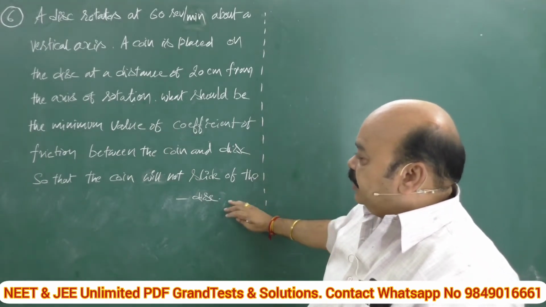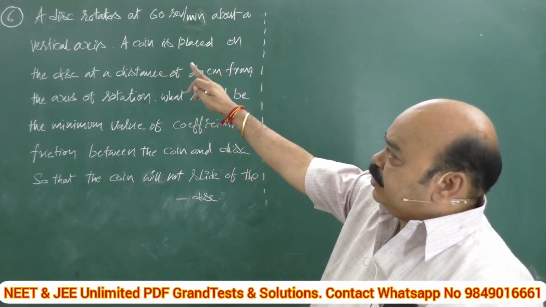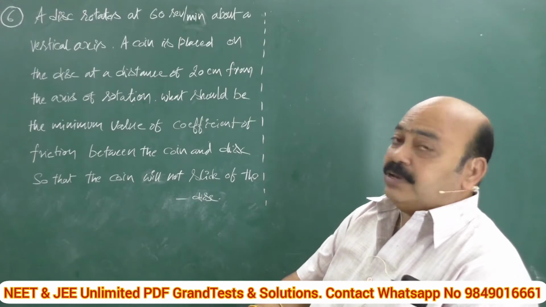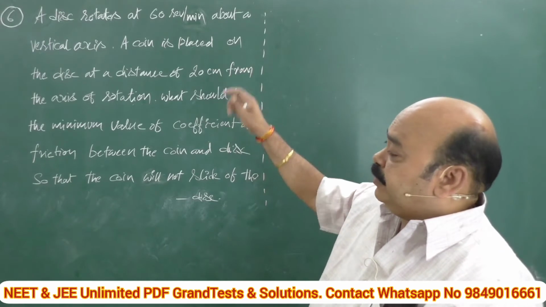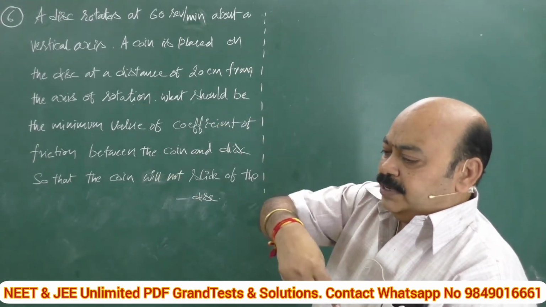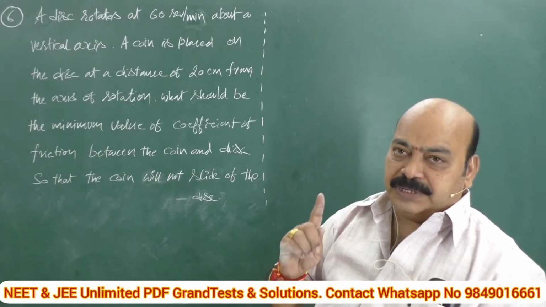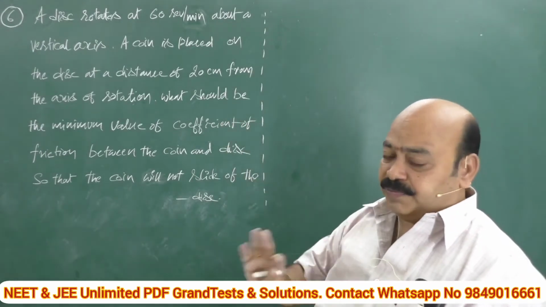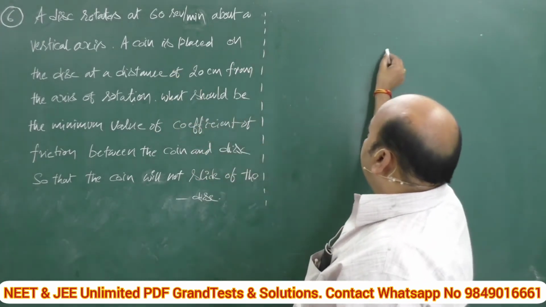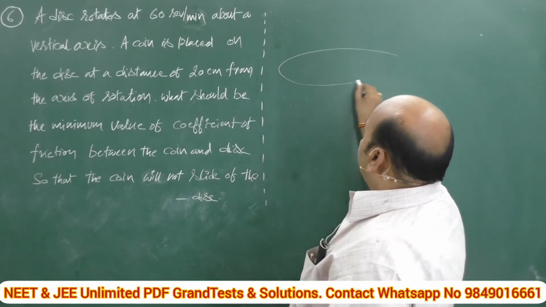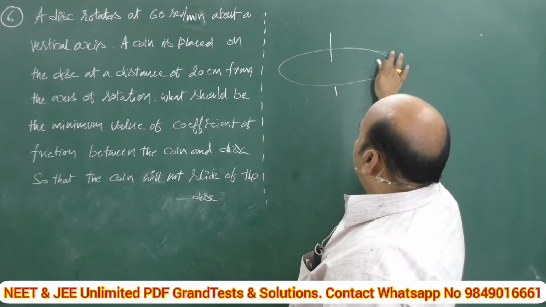Like this, here I am taking a very small case. A disc rotates at 60 revolutions per minute. First learn the term: what do you mean by this? A disc is rotating at a rate of 60 revolutions per minute. That means in 1 minute it is making 60 revolutions. About a vertical axis, that means this is the disc and this is the vertical axis.